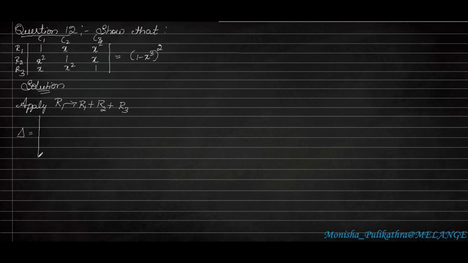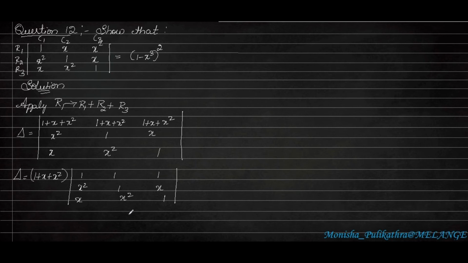So delta is equal to, by applying this we will get 1 plus x square, again here 1 plus x square and 1 plus x square. Only the first row has changed, so the rest of the rows will be as they are, x square and 1. Since the first row has all the same elements, we can take 1 plus x common. So the first row will become 1, 1 and 1, and the rest of the rows retain all their elements as they are since we have not changed them.